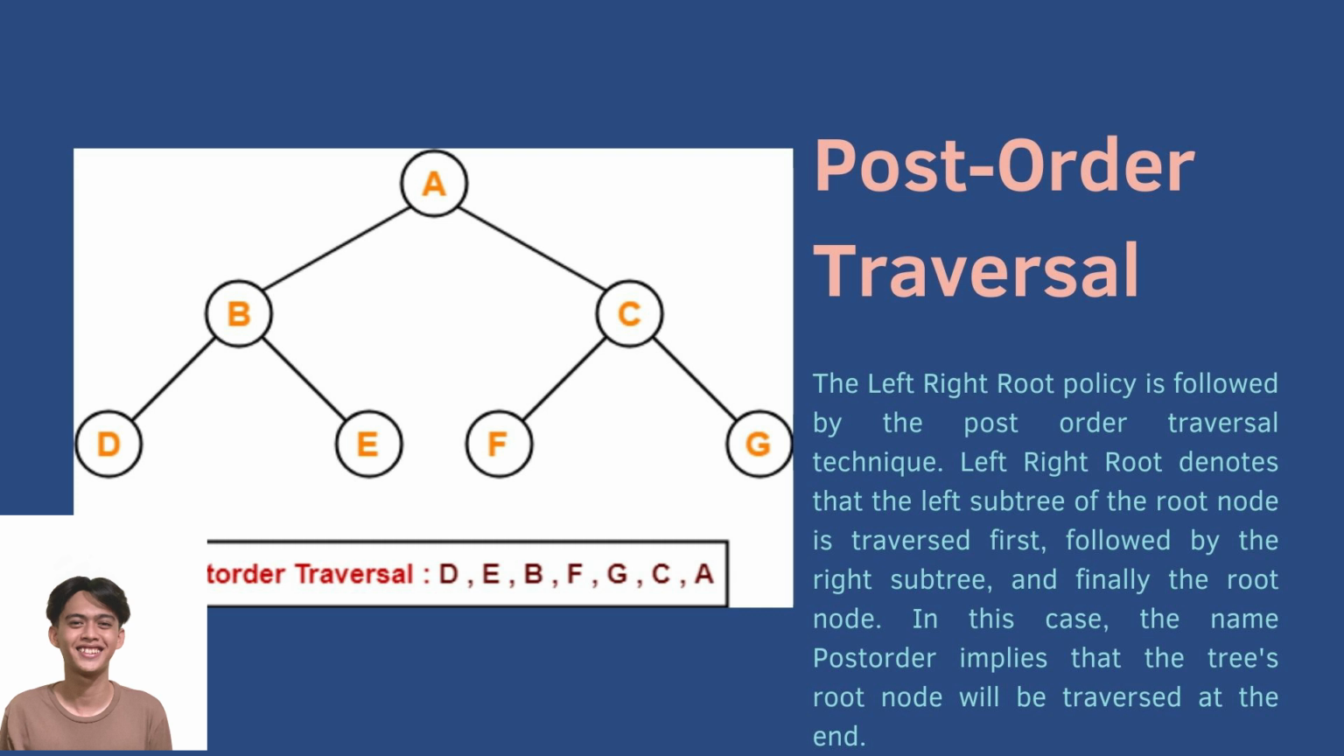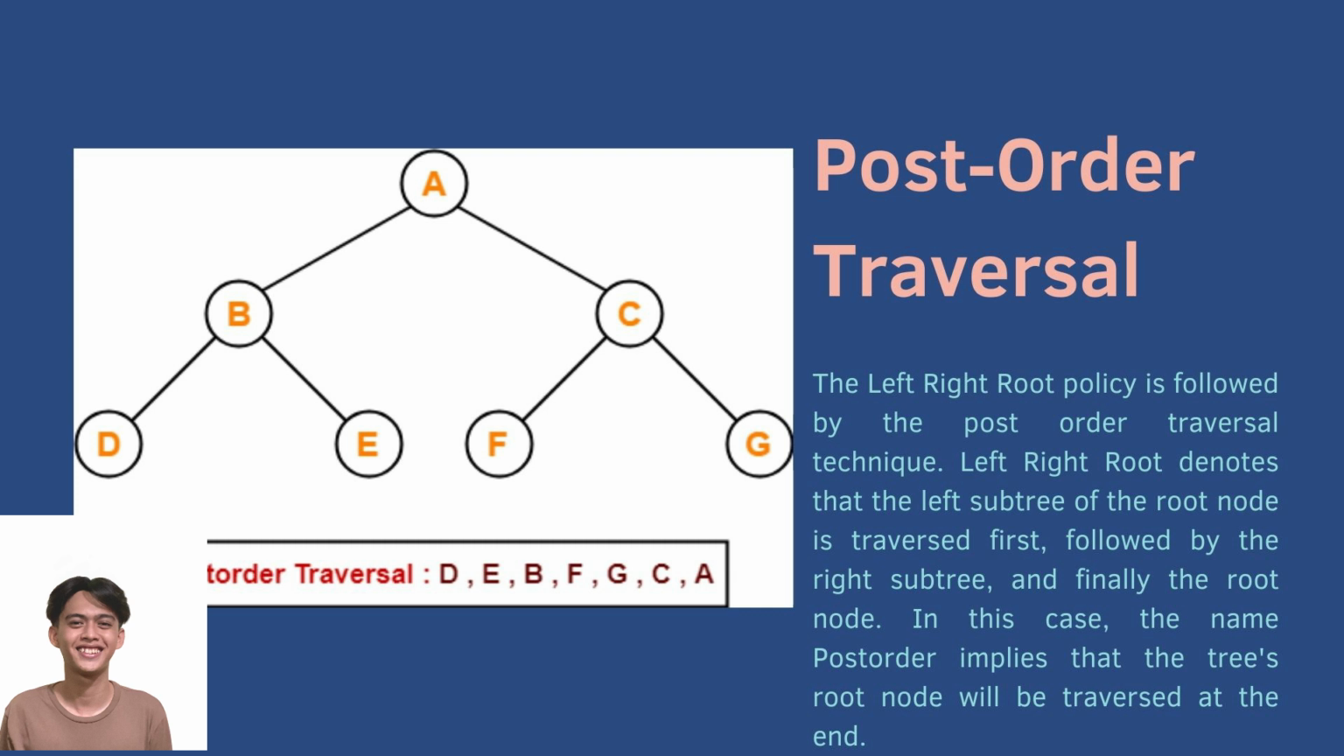So after that, we're going to follow the left-right root policy. So the left of this tree is B, and the right of this tree is C. So again, we're going to follow the left-right root policy in this node. Node C has children, which are F and G. So again, left-right root policy. We have F on the left and G on the right.